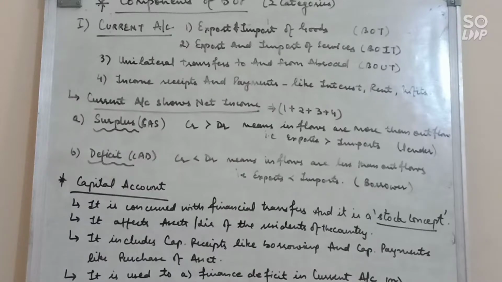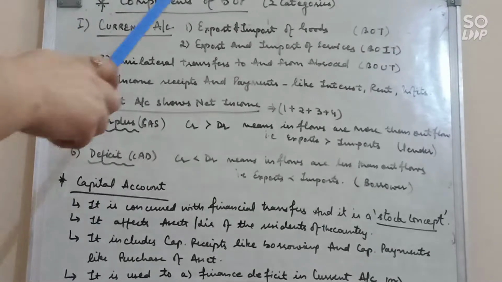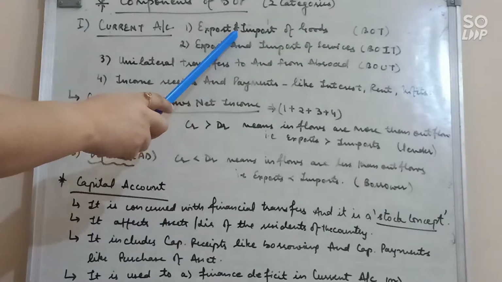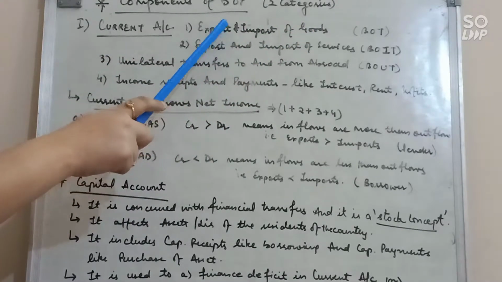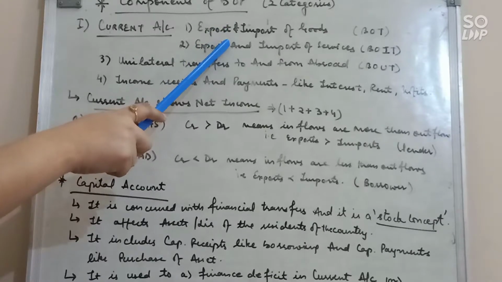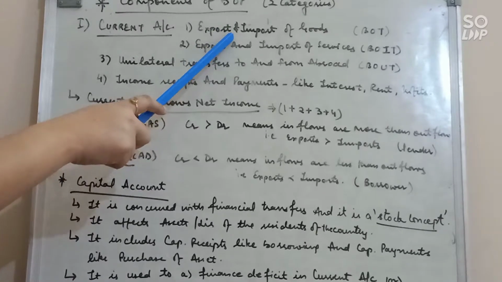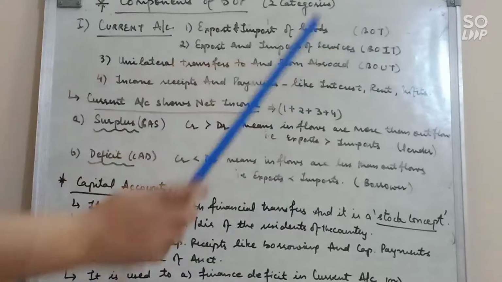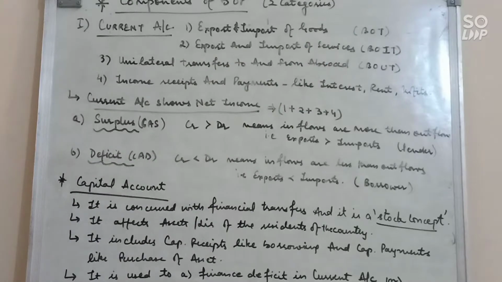First is import export of goods. Import export of goods means all the visible items we are going to record in this. Under this, we will record all the receipts from export on the credit side, that is also known as the positive side, and all the payments for imports we will record on the debit side, that is also known as the negative side. And after that, we will take the balance which is known as BOT, balance of trade or balance of visible items.